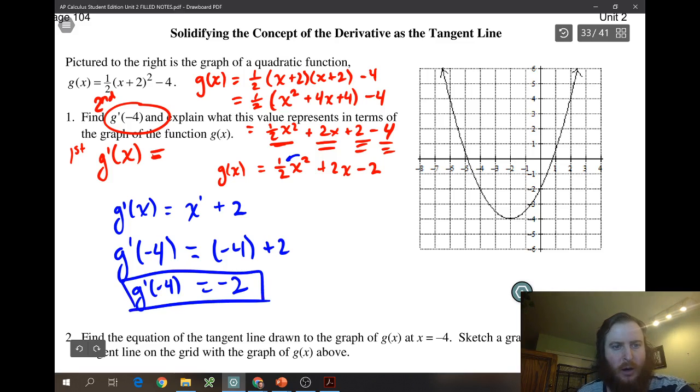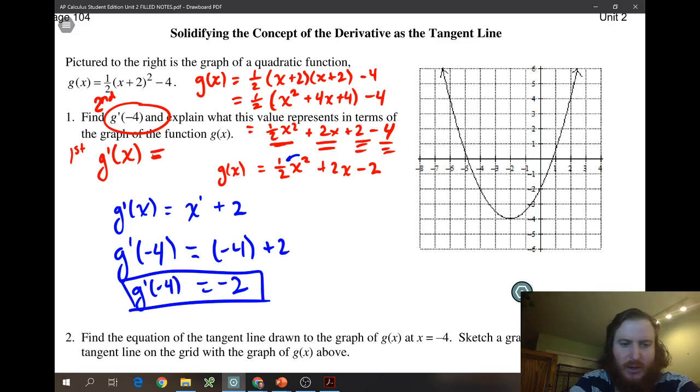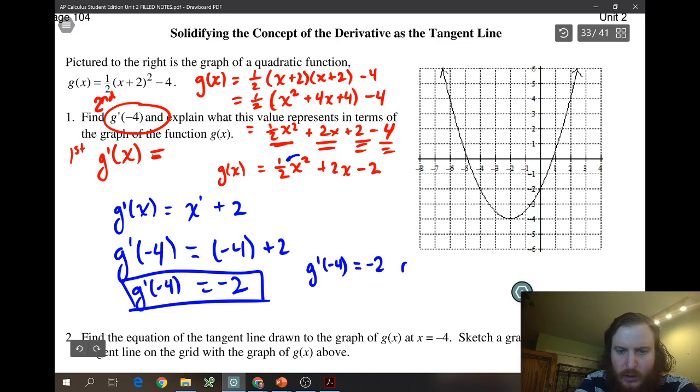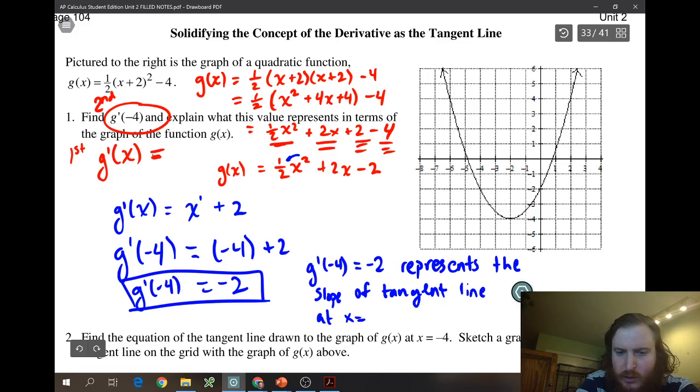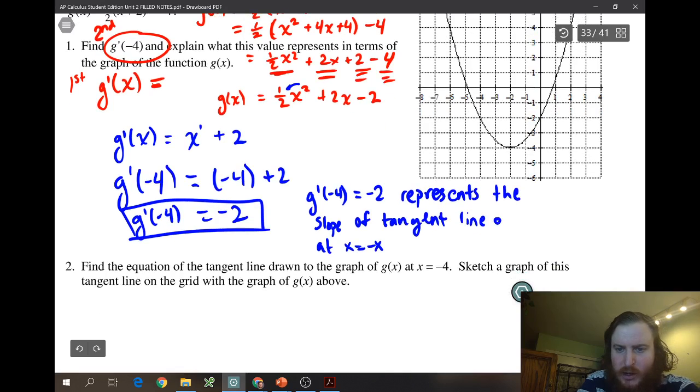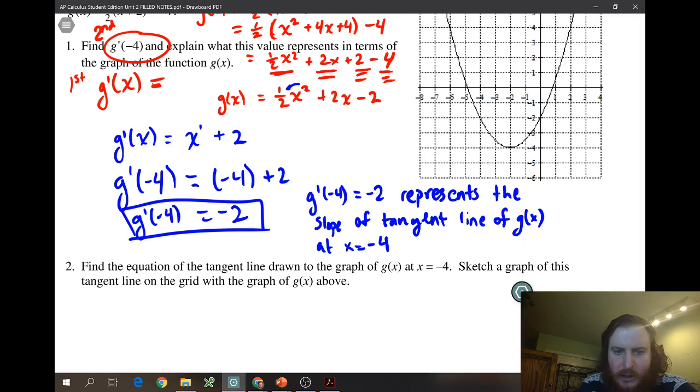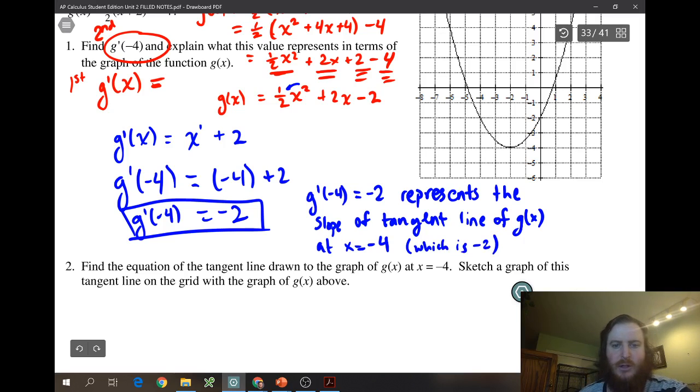Box that, underline it. Now, it also asked us to explain what this represents in terms of the function. What we'd say is that g prime of -4 equals -2 represents the slope of the tangent line at x equals -4. Maybe the tangent line of g of x might be more specific. So the tangent line of g of x at x equals -4. And what is that slope? If you want to be even more specific, the slope of the tangent line at x equals -4 is -2.